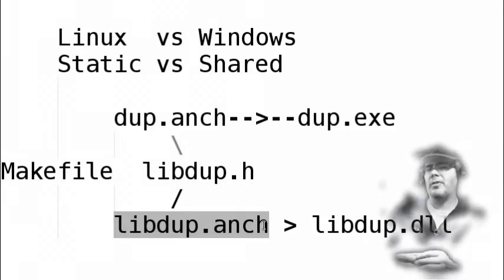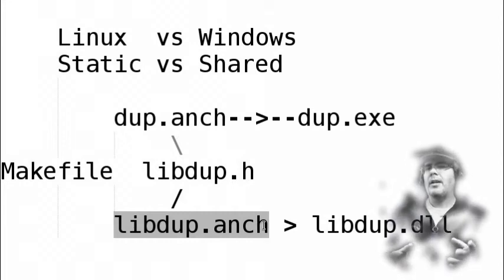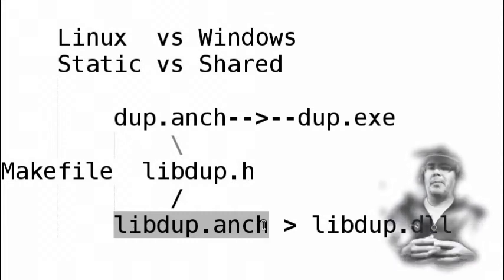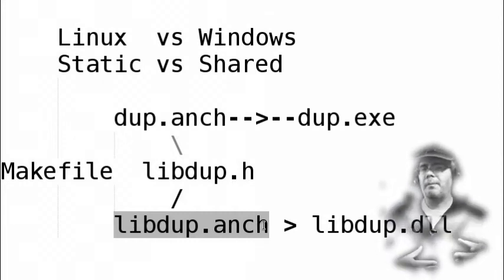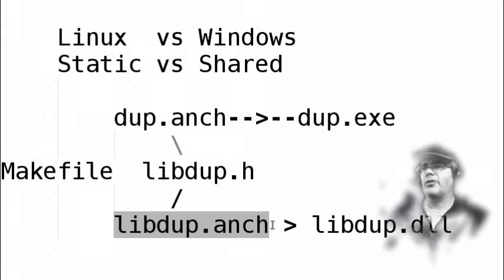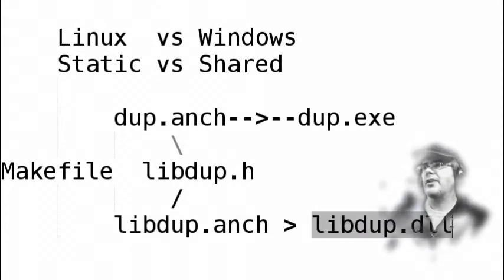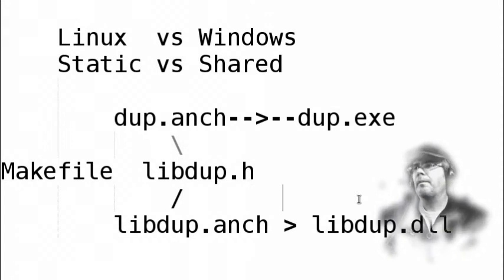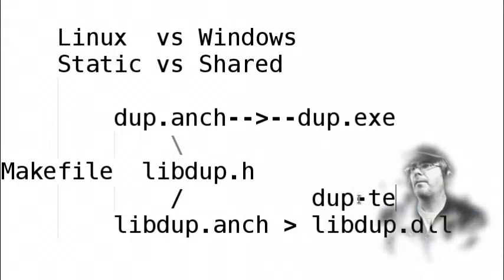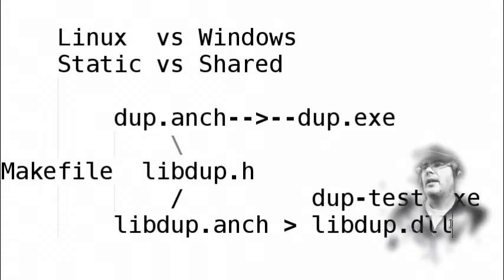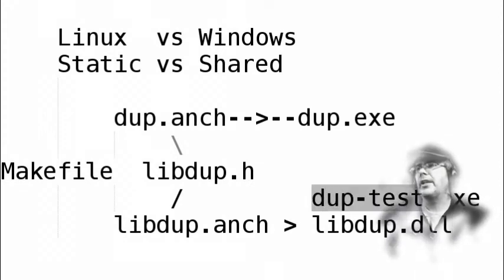And if you have a function that you would like to share, that you think might be useful for more than one program, then the handy thing to do is to create a shared library like this. We got one more target here, and that is dupetest.exe. And that'll depend on this DLL here. So this will be one target right here.